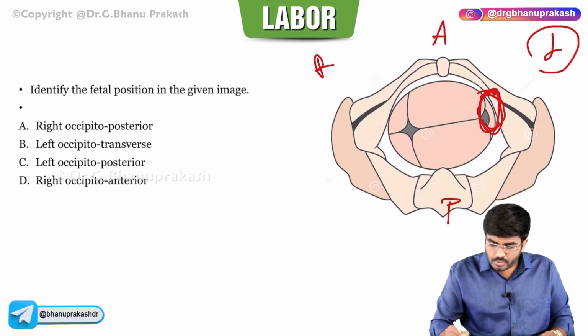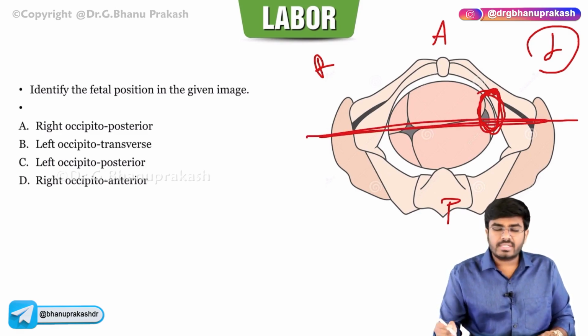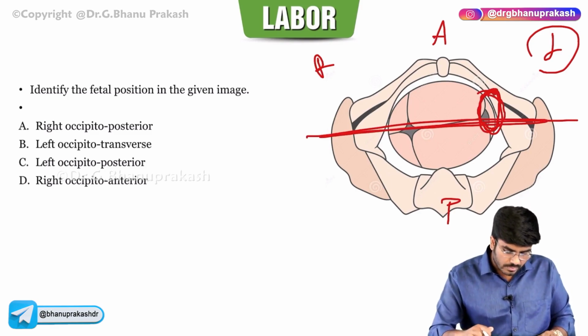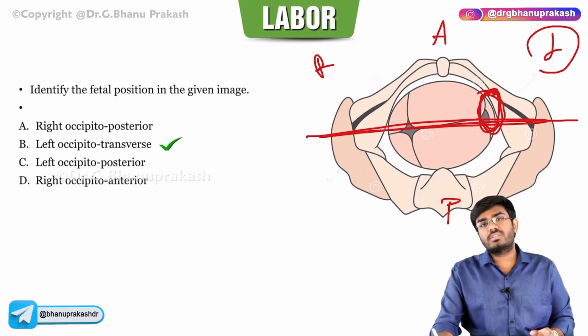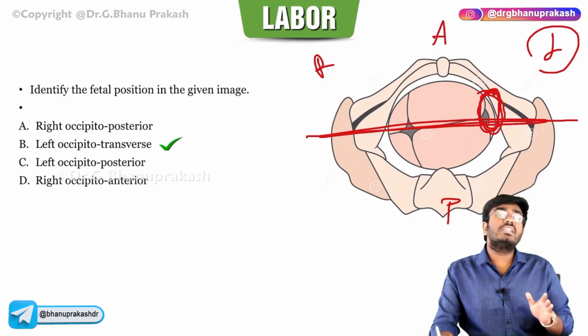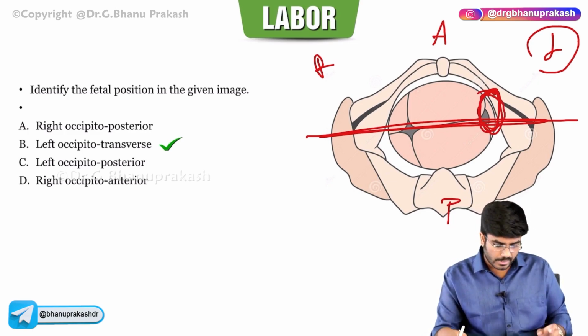Left occiput, it's lying in the transverse plane. So left occiput transverse, and left occiput transverse position is going to be the most common position. Okay, the most common position of the fetal head during normal labor.